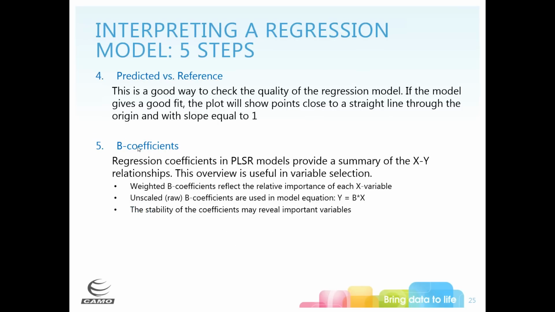You look at your predicted versus your reference. It's a good way to check the quality of a regression model. Again, this is where you see your RMSEs, and your slopes and R-squared. You want to look at your B coefficients. Those are the regression coefficients in PLSR models. It provides a summary of your X and Y relationships. It's useful in your variable selection, and that's what I showed you. So the B coefficients show the relative importance of each X variable, and how they're used in the equation. And the stability of these coefficients is what helps you see what your important variables are.